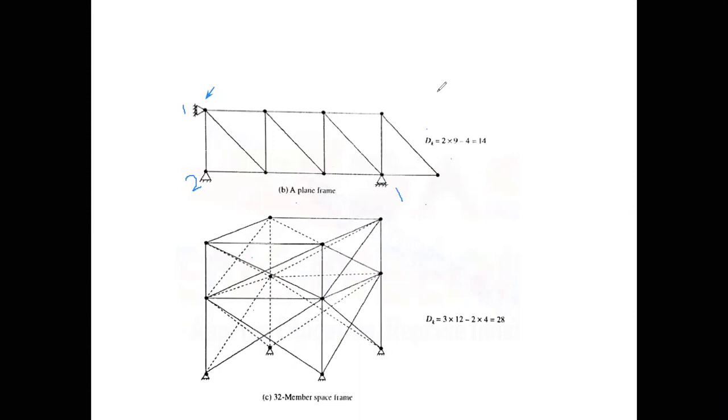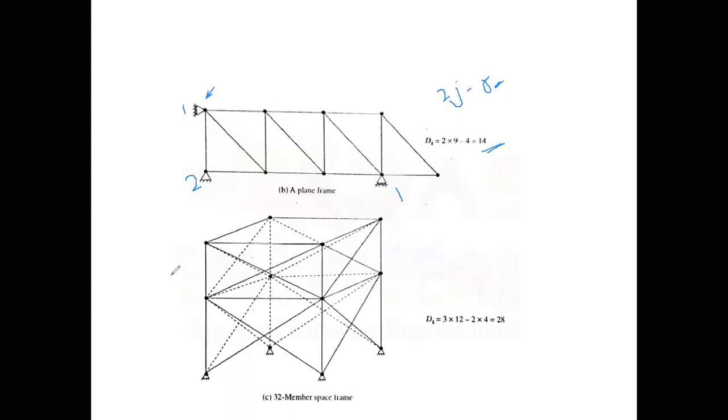So the equation is 2j minus r. Nothing will be minus, it is only 2j minus r because it is a 2D frame. So it is 2 multiplied by joints. The number of joints are 1, 2, 3, 4, 5, 6, 7, 8, 9, minus r. r is the internal reaction, that is 3 plus 1, that is 4. So it is 14. So the degree of kinematic indeterminacy or degree of freedom for this structure is 14.